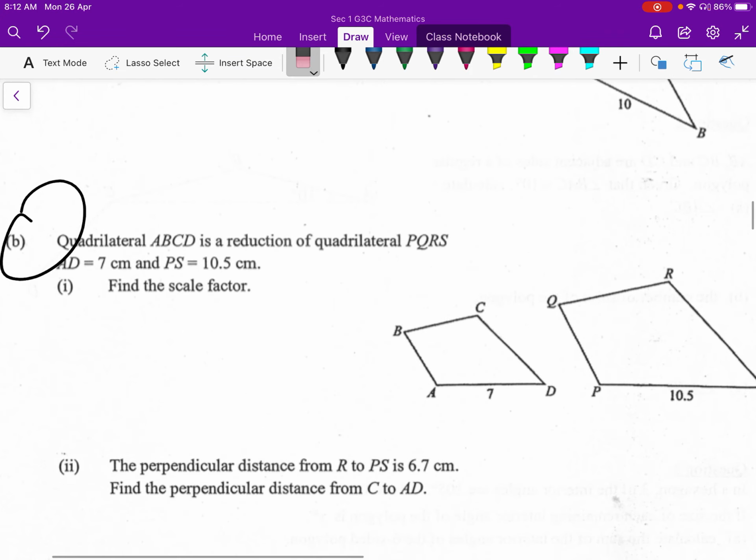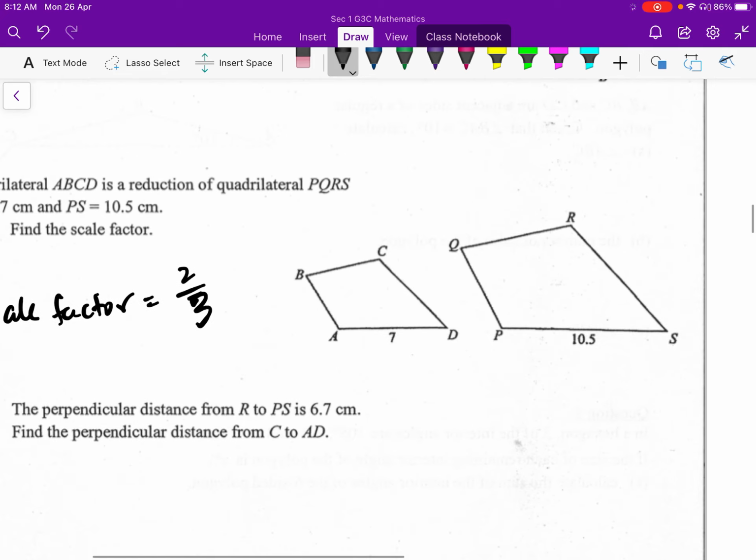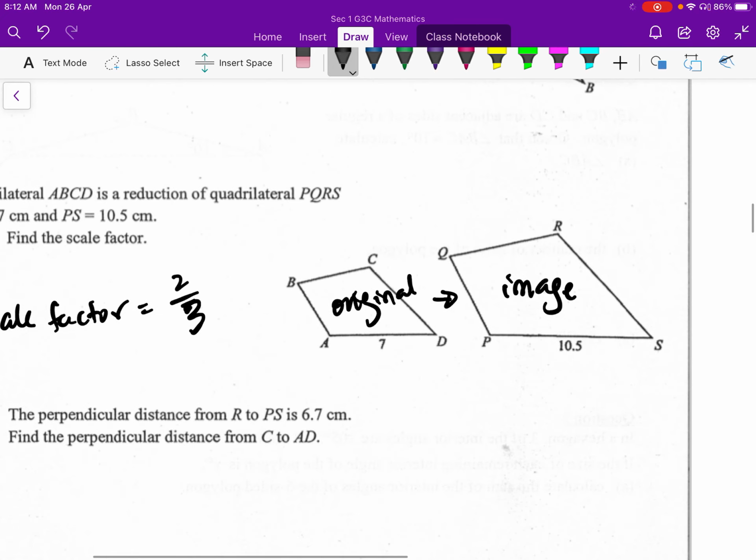How about part B? Scale factor. What's the answer? 2 over 3, is it? Scale factor equals 2 over 3. Anybody got 3 over 2 initially? When you first did it, did you get 3 over 2? Of course I got 3 over 2 when I first did it. I treated this as the original, then I treated this as the image. I never read the question, I only saw find scale factor. Then I thought left hand side original, right hand side image, but it turns out it is wrong.